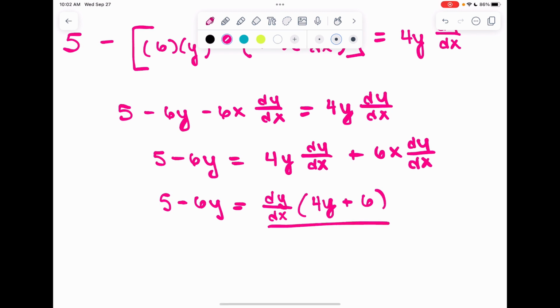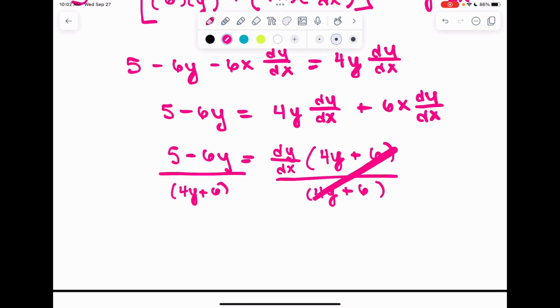And now I can divide by that missing piece, that 4y plus 6, in order to isolate the dy dx. So my answer is 5 minus 6y over 4y plus 6 is equal to dy dx.